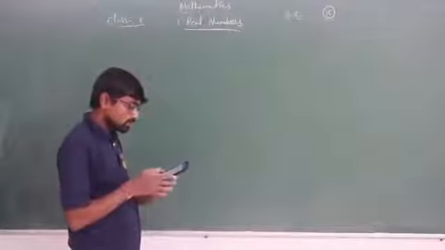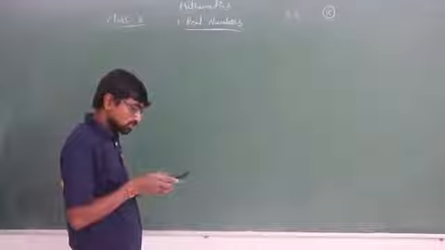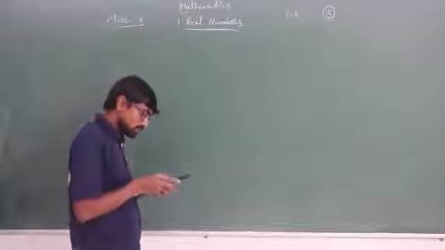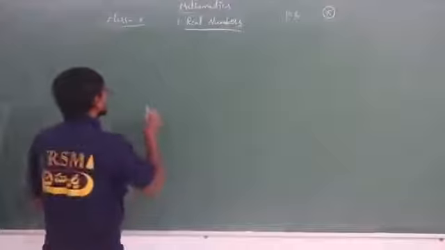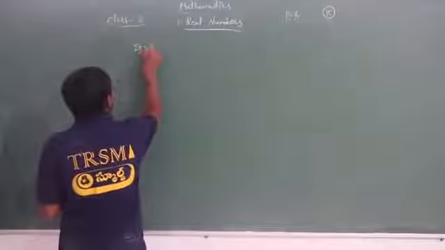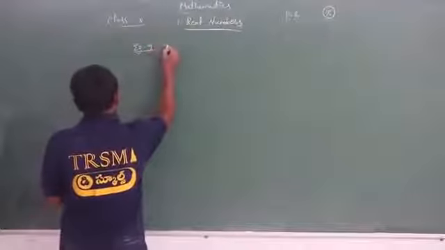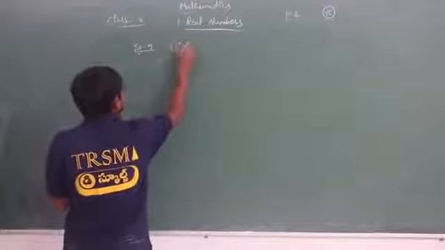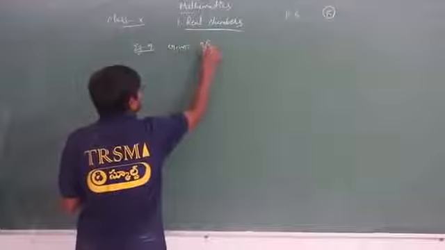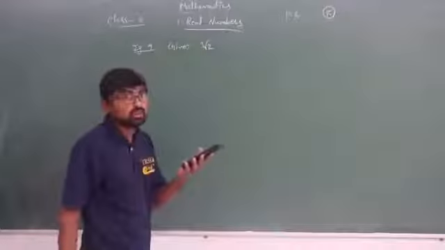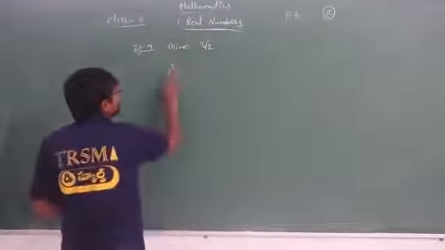Okay. Now coming to our topic, the first one, example number 8, we completed. Now if I want to do example number 9, you can see example number 9. What is example number 9? Show that 3 root 2 is irrational. What we need to do? We need to show that it is an irrational number.